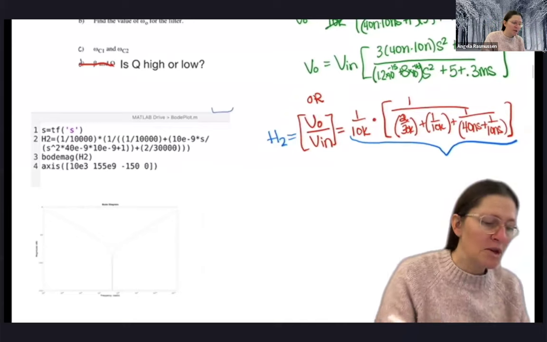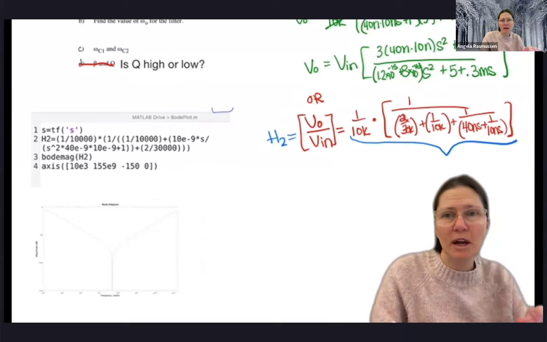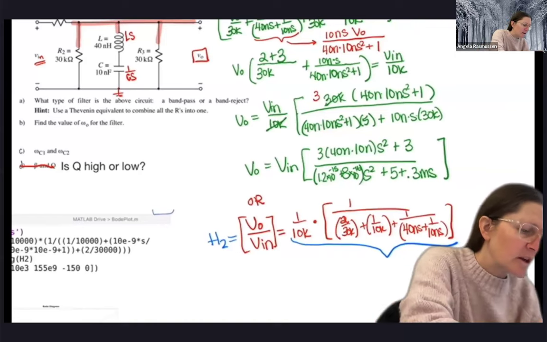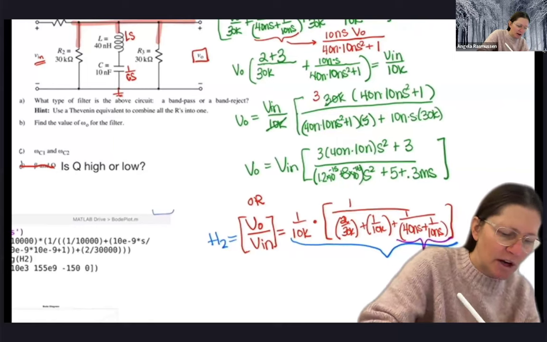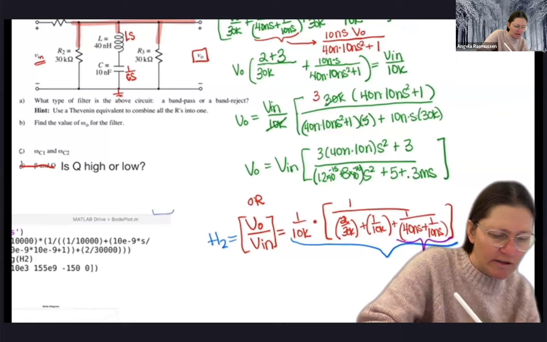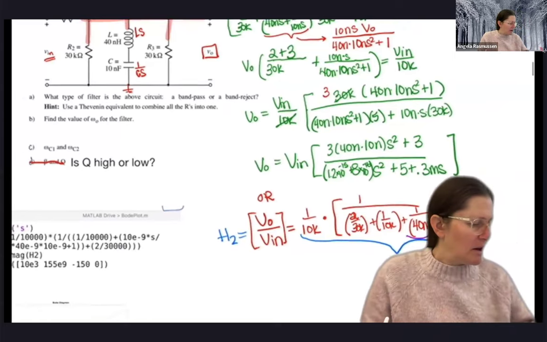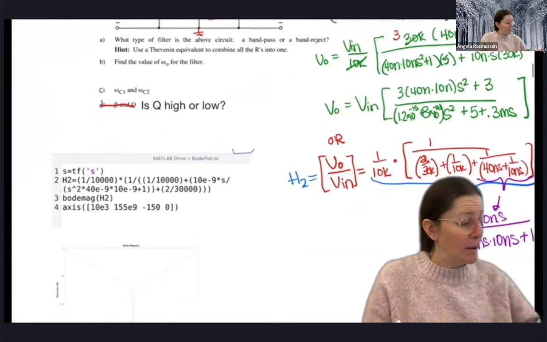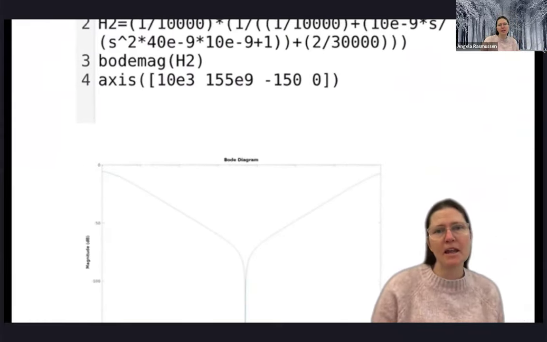And then you can either write it as 1 over 40 nano S plus 1 over 10 nano S, or you can combine that to give you a common denominator for this term there. So this term as a common denominator would be 10 nano S over 40 nano S times 10 nano S plus 1. And so you end up with 40 nano times 10 nano S squared plus 1. So anyway, okay. Then you do Bode magnitude, Bode mag, H of S.